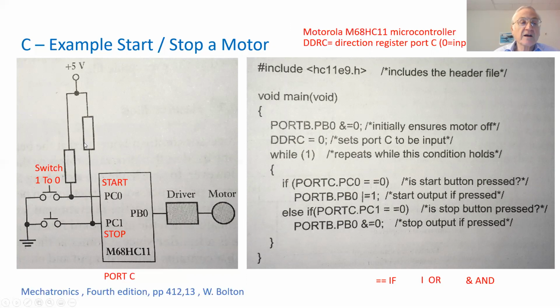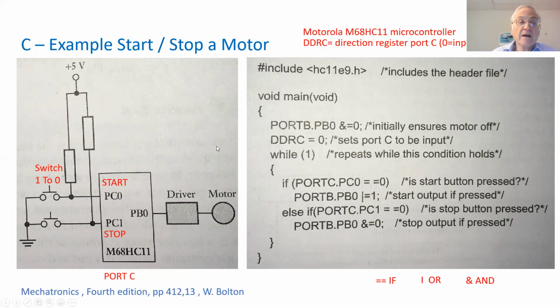So this is another example of how we may start and stop a motor on a Motorola 68HC11 microcontroller. So we have over here a switch that when it is closed, we'd like to start the motor, and another switch that when we close it, we'd like to stop the motor. So these two switches are connected to PC0, and over here to PC1, and the output is going to be in PB0, and that goes right to the driver of the motor.